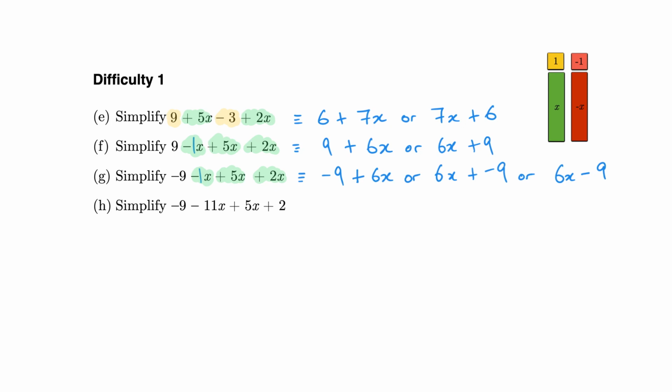In this one, the negative 9 and the 2, those combine. We can collect those to give us negative 7. And then the other terms, the negative 11x and the positive 5x, they combine to give us negative 6x. So here we have negative 7 plus negative 6x, which is the same as negative 7 minus 6x. We could also write those the other way around.